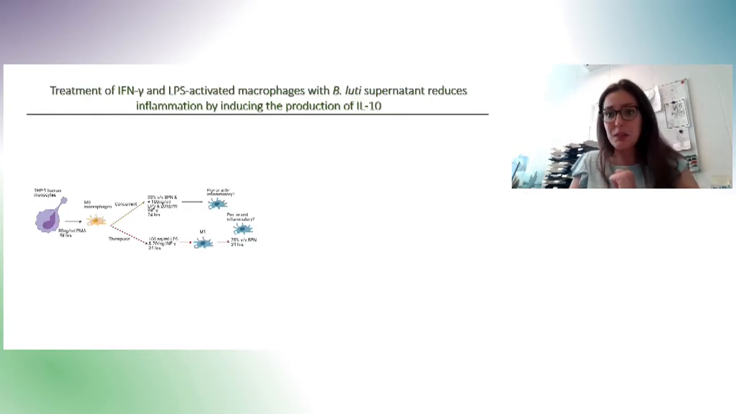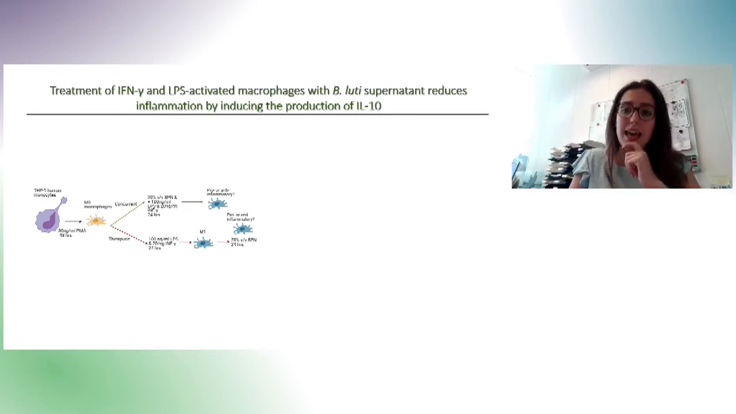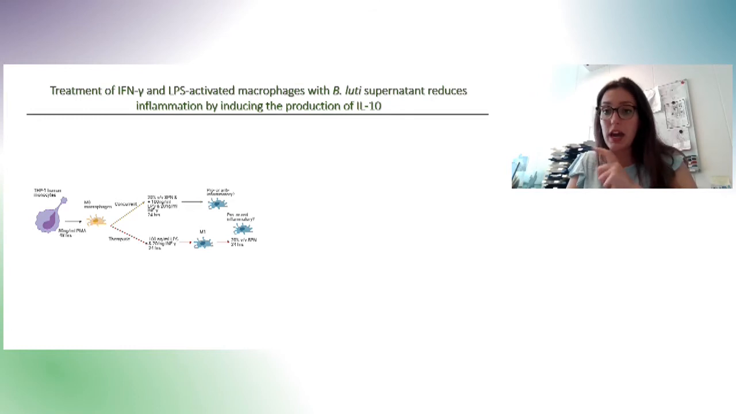Next, the second pillar, as we like to call it. We also tried to characterize the properties of Blautia as an anti-inflammatory compound. For that, we used human monocytes and differentiated them into M0 macrophages using PMA, and we tested three approaches: the concurrent, therapeutic, and the prophylactic. However, here I'm going to focus only on concurrent and therapeutic.